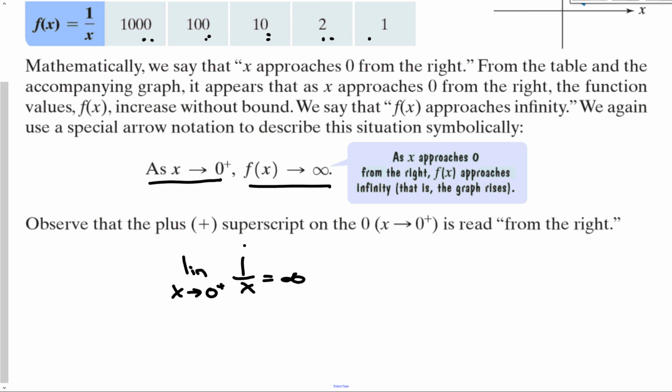Okay? And remember, that is the function that I'm talking about. I could have just put f of x, okay? But we are talking about a specific function here, so we can use the actual function.